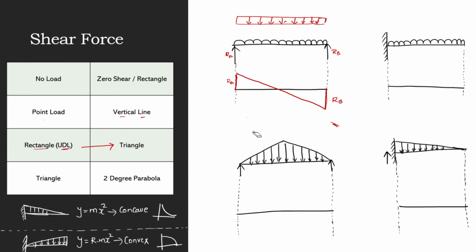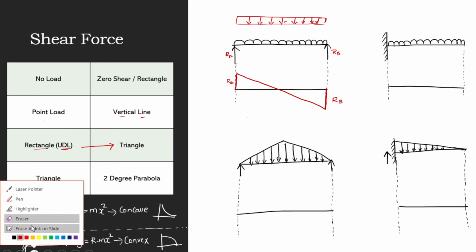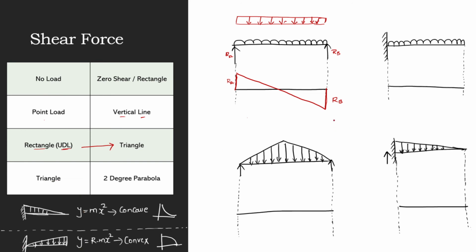And the next part now, next there is a uniformly distributed load on a cantilever beam. On a cantilever beam, obviously there will be a reaction. So if there is a point load acting upwards, there will be a vertical line. So I will draw a vertical line here, and then we have a falling triangle. Now since there is no support at that point, the falling triangle will actually end at that point. That is the difference between these two.